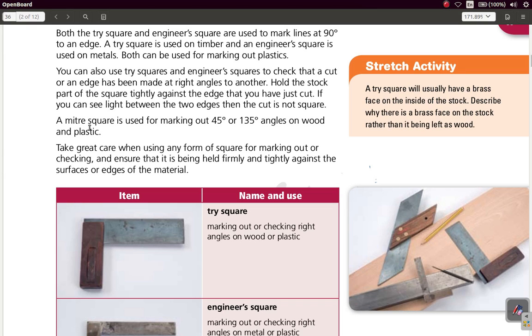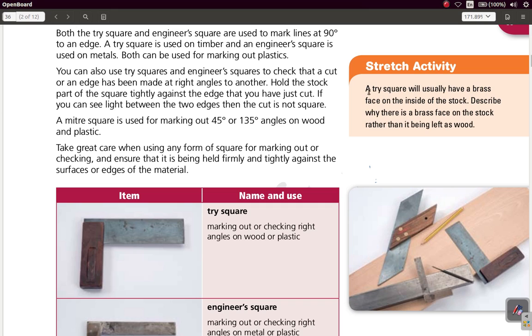So a metric square is used for marking out 45 or 135 degree angles on wood and plastic. Take great care when using any form of square for marking out or checking, and ensure that it is being held firmly and tightly against the surface or edge of the material.